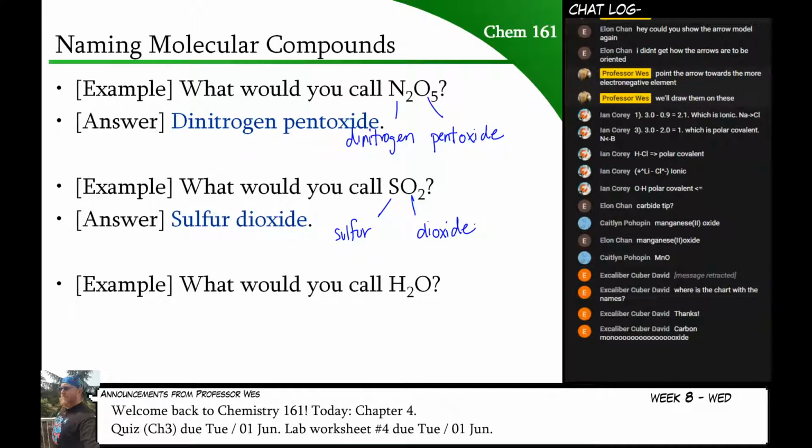What do I call this? Hint, you can't call it water anymore. I mean, you can. You just can't type that in for its name. Well, okay. We got hydrogen. Now we've got monoxide there.